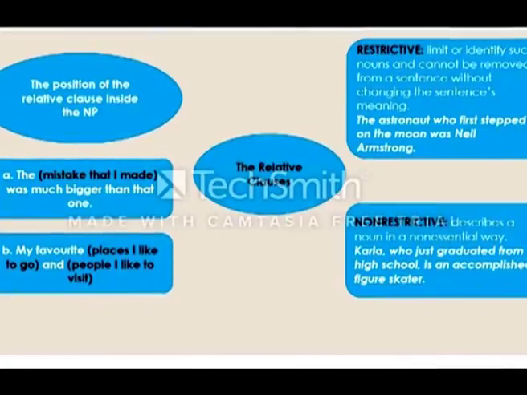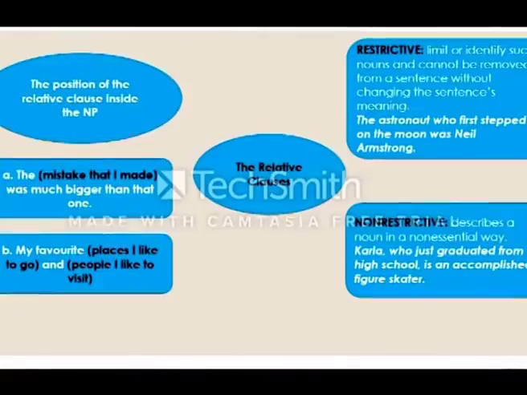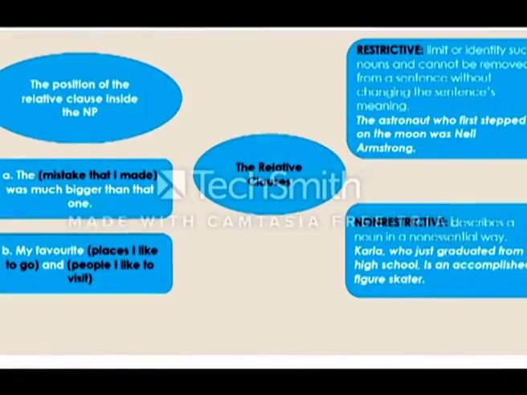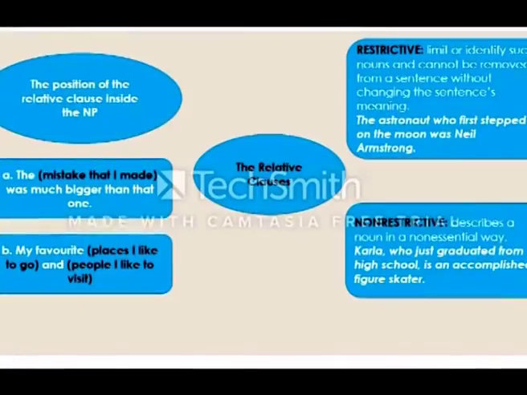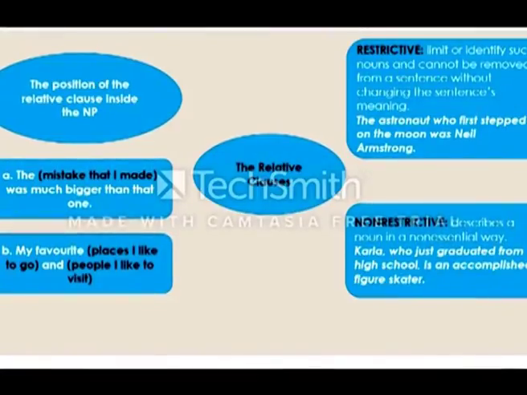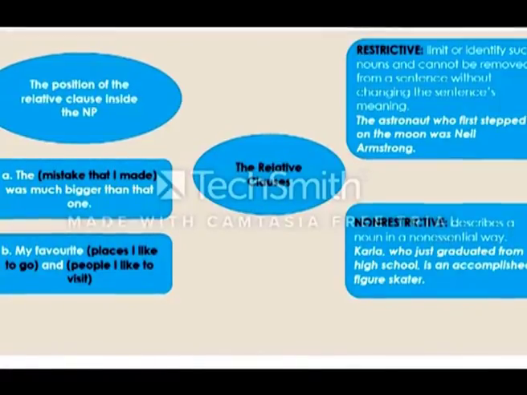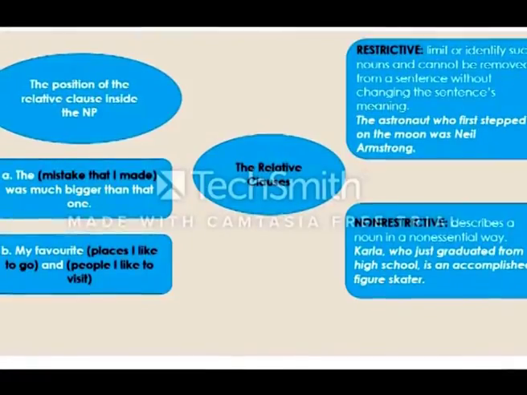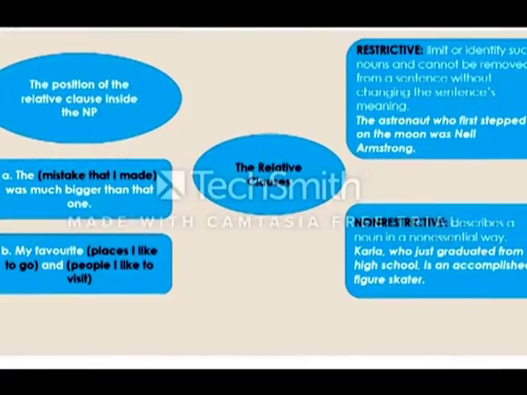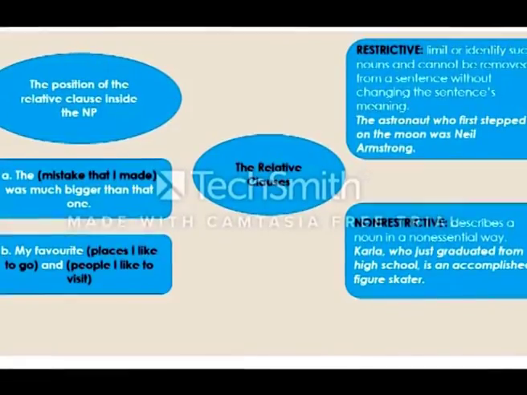In the second example, it says my favorite places I like to go and people I like to visit. This example is much different from the previous one. The adjective favorite modifies both places I like to go and people I like to visit. Because these two examples are different, we can say there is more than one type of relative clause, as we have here. Restricted: limits or identifies such nouns, and cannot be removed from a sentence without changing the sentence meaning.